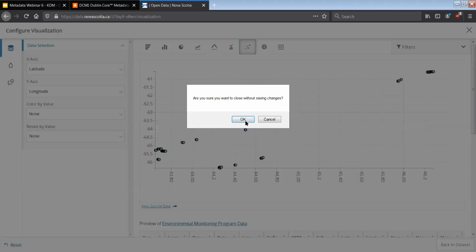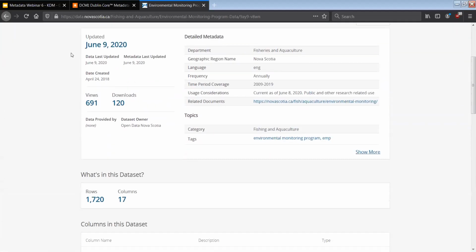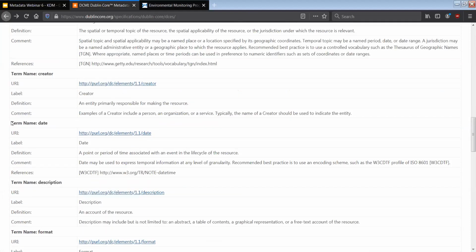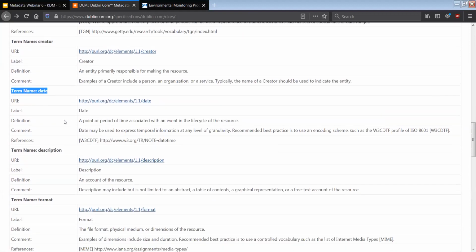Going back, yep. The field I want to focus on just for my example, because I'm sure people will think it's pretty easy, but I would like to point out a lot of caveats in there, is date. So date is described as a point or period of time associated with an event in the life cycle of the resource. In this case, they say date may be used to express temporal information at any level of granularity, and best practice is to use an encoding scheme such as ISO 8601. And then here's a link about how ISO 8601 works.